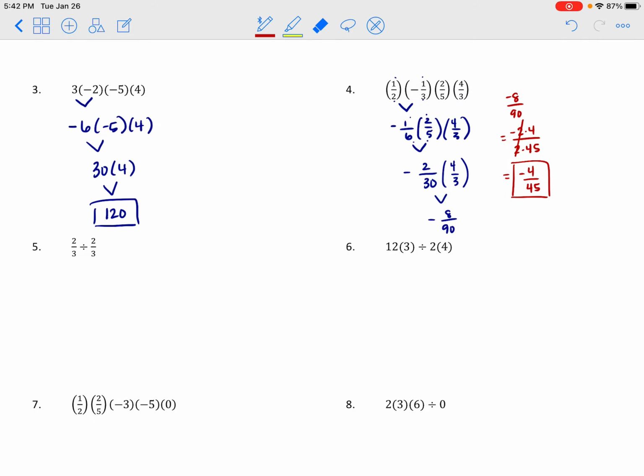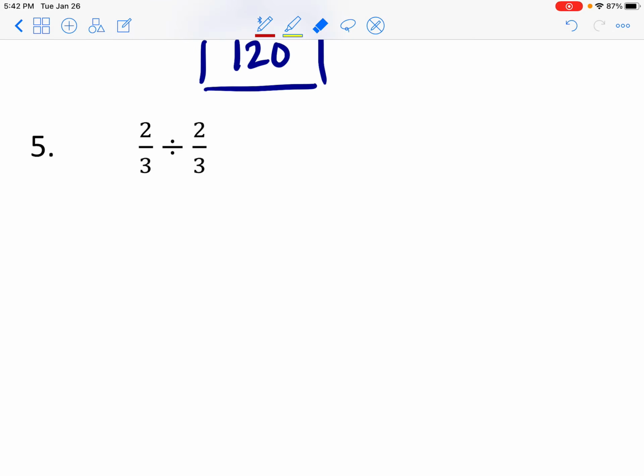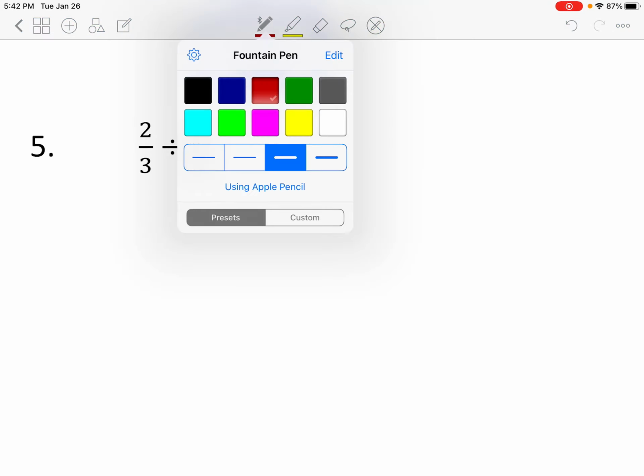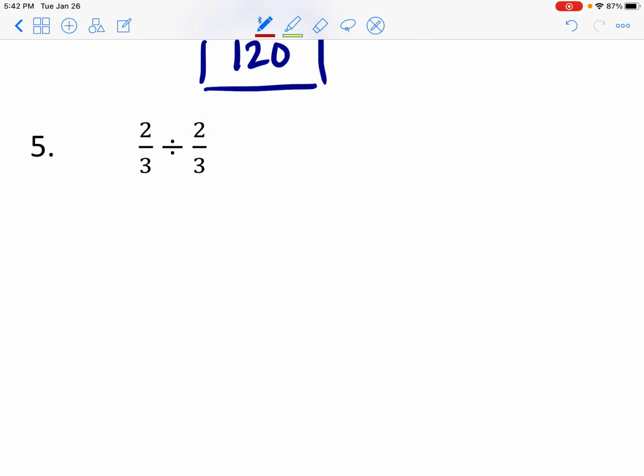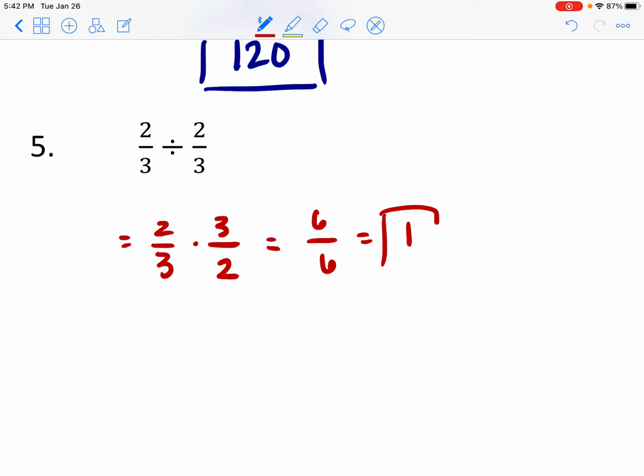All right, number 5. This doesn't look so bad. Got some division here. We got to remember the rule for dividing. Remember, we don't divide fractions. We technically multiply by the reciprocal. So we're going to make this a 2/3 times 3/2. And what happens when we multiply a number by its reciprocal? Well, the top becomes 6, the bottom becomes 6, and when we divide, we get a 1. The product of any number and its reciprocal is 1.